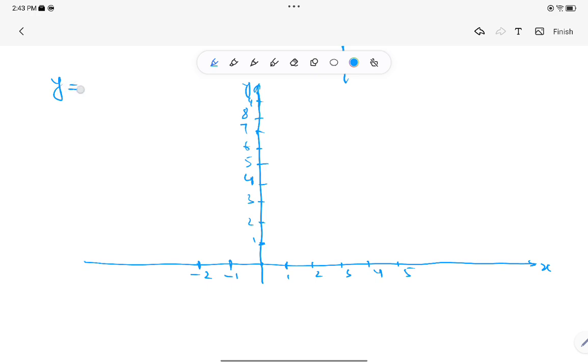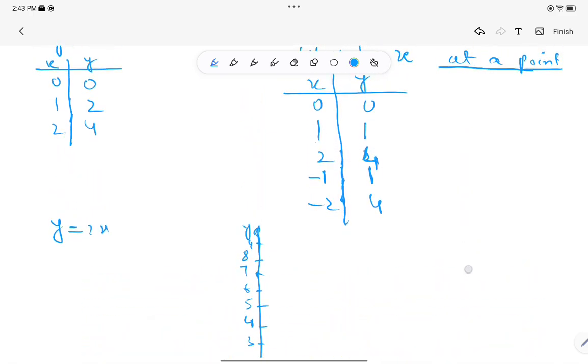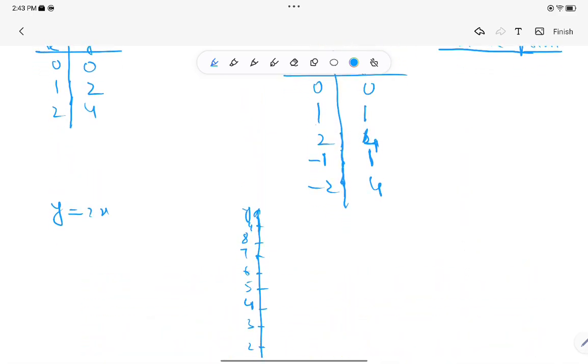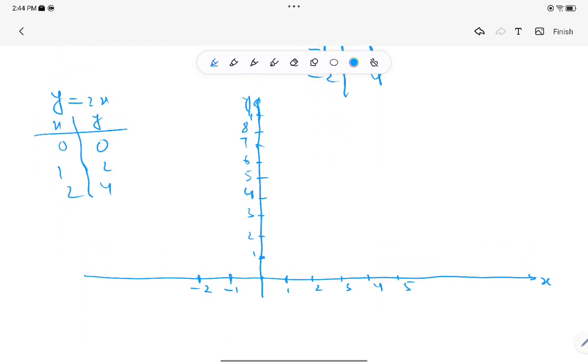For us, we first plot y is equal to 2x. So for y is equal to 2x, you have this table. I will draw a table here. Here is x, this is y. You have 0 0, 1 2, 2 4. Now with these things, you have 0 0.